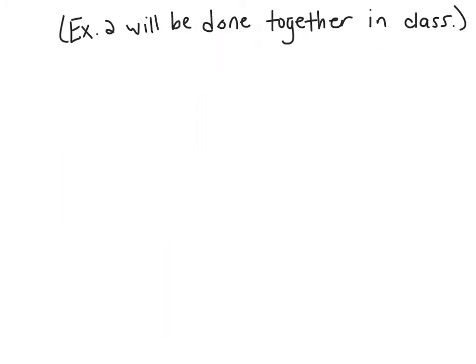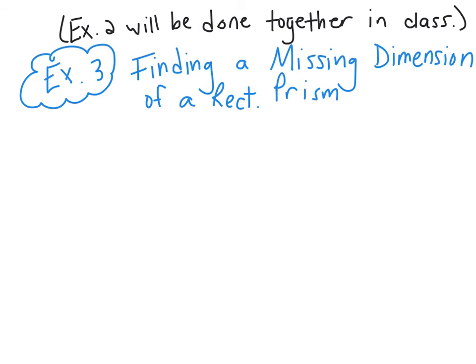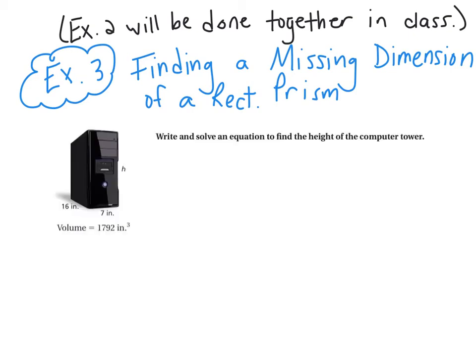This time around, we're going to do example 2 in class together, so we're going to go ahead and skip right to example 3 next. In example 3, we're going to be finding a missing dimension of a rectangular prism, and this is where your algebra skills are going to come in handy again. So they'd like us to write and solve an equation, again, remember I said algebra here, to find the height of this computer tower over here.